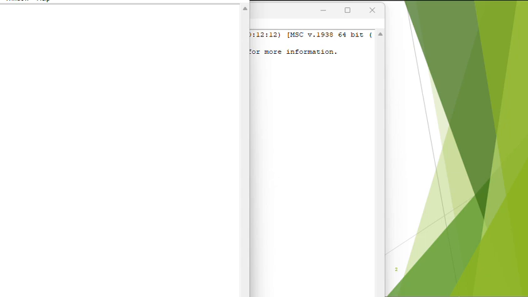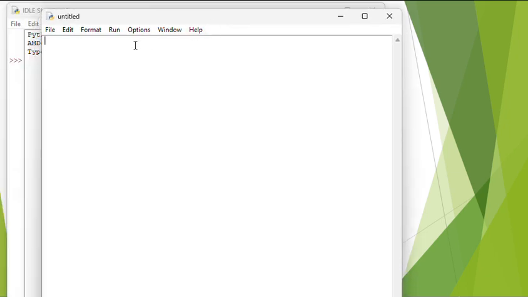Okay, so first comment statement: program to find out roots of quadratic equation. So first of all, we have to read three values.